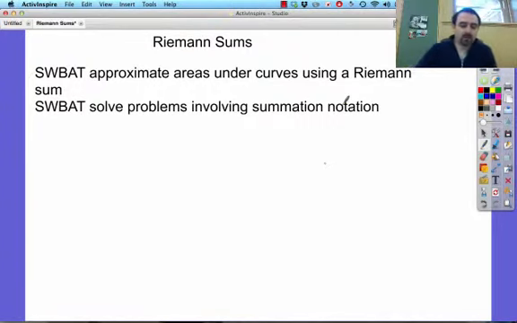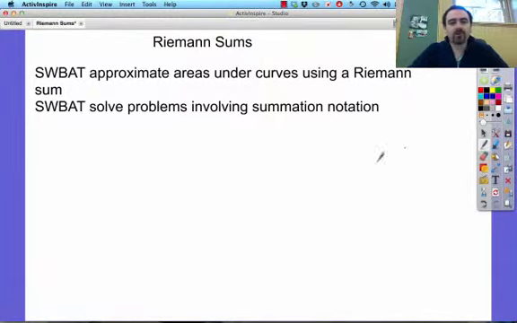Okay, hi. We're going to be getting into something called Riemann sums, which is a big, very important part of the calculus curriculum. And we're going to be talking about really two different topics today. The first one is approximating areas under curves using a Riemann sum. And the second is we're going to do a little bit of review on summation notation. So we'll start with the Riemann sums and we'll do a little bit of summation notation. I'm going to break this into two different videos, I think.